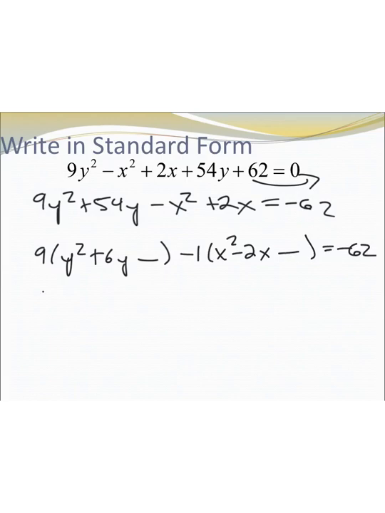When I complete the square, I'm going to end up taking half of my middle term and squaring it. So half of 6 is 3, and then 3 squared is going to be 9. So we get y squared plus 6y plus 9. And then same thing, I'm going to take half of negative 2, which is negative 1, and square that, so I get a positive 1.